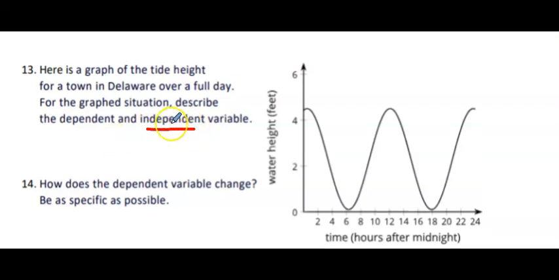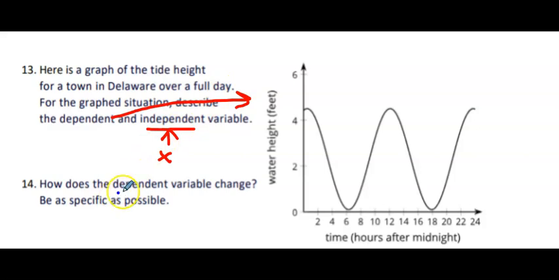So as we talked about previously, the independent variable is always the x value in our graph if we're doing an xy coordinate grid, and the dependent variable would be the y value. So hopefully you indicated time as the independent, and the height as the dependent variable.